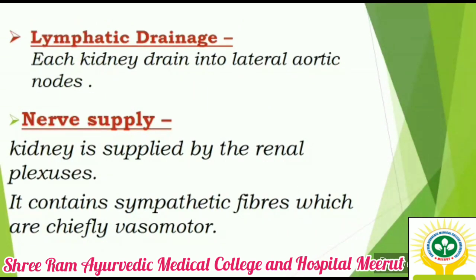Drainage: each kidney drains into lateral aortic nodes. Nerve supply: the kidney is supplied by the renal plexus. It contains sympathetic fibers which are chiefly vasomotor.